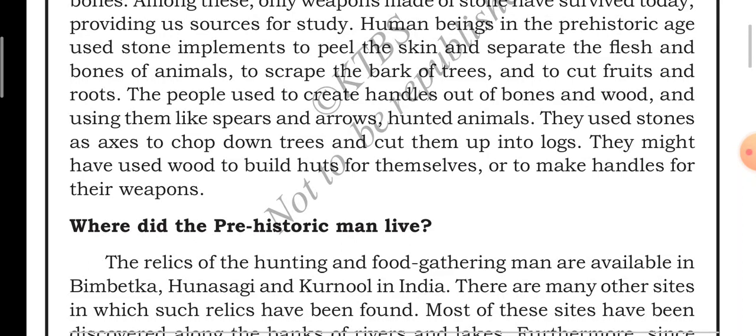So they used stones as axes. With this technique, they made axes and used them to chop down trees and cut them into logs. They might have used wood to build huts for themselves or to make handles for their weapons. They even used wood to build their huts, and used it as the handles of their weapons.